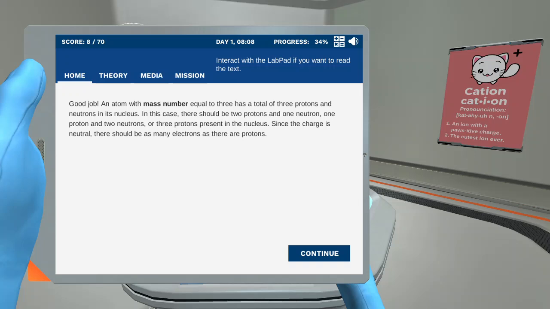Good job! An atom with mass number equal to 3 has a total of 3 protons and neutrons in its nucleus. In this case, there should be 2 protons and 1 neutron, 1 proton and 2 neutrons, or 3 protons present in the nucleus. Since the charge is neutral, there should be as many electrons as there are protons.